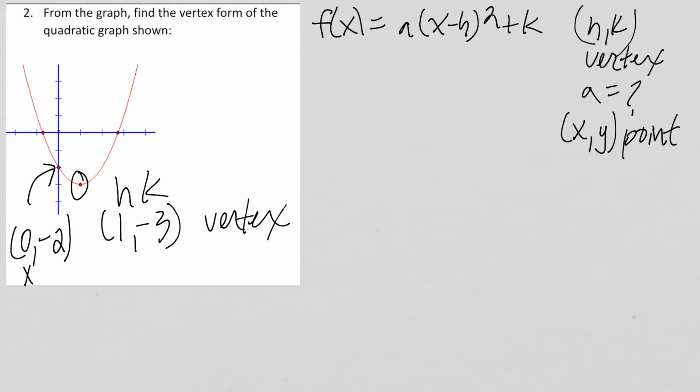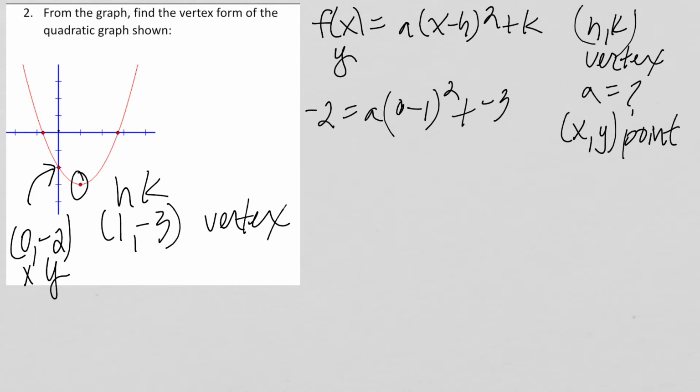So that's what I'm going to plug in for my x and my y. So I have these 4 numbers to plug in the equation here. Remember, f of x is y. So this is going to say negative 2 equals, we don't know what a is. Our x is 0 minus our h is 1. And our k is negative 3.